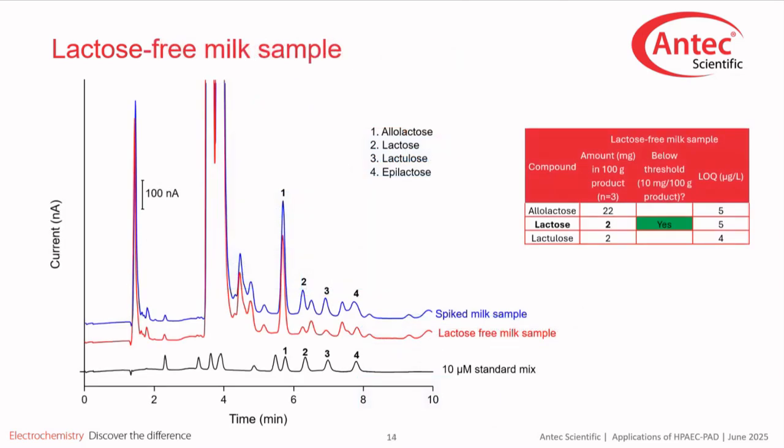Let's explore how we determine lactose. The chromatograms displayed here are obtained using the SweetSep AEX200 under isocratic conditions, utilizing a sodium hydroxide-based eluent and PAD, pulsed amperometric detection. Several aspects stand out when examining the chromatograms.